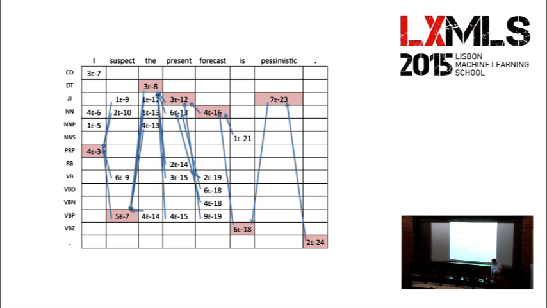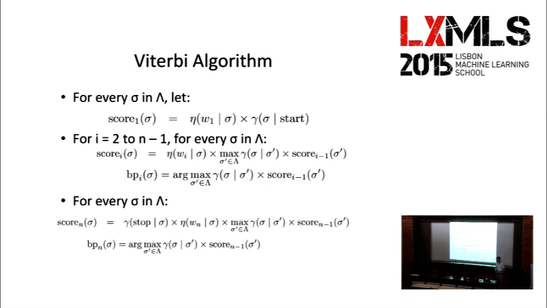Okay, so here's the whole algorithm. Start off by scoring the first column. Multiply the emission times the transition. And then every time I calculate a score from column 2 to n minus 1, I'm also going to keep a back pointer. And you'll notice that the form is very similar. It's just that here I'm storing the argmax, the value over this set that gave me the highest value, in the back pointer.